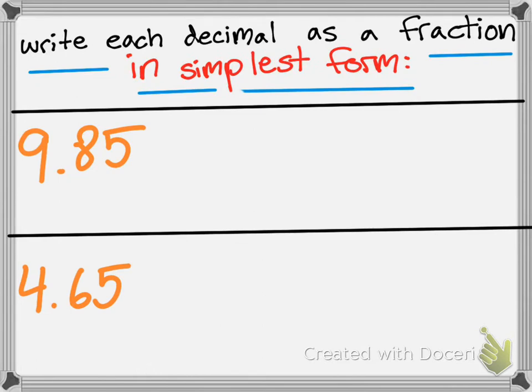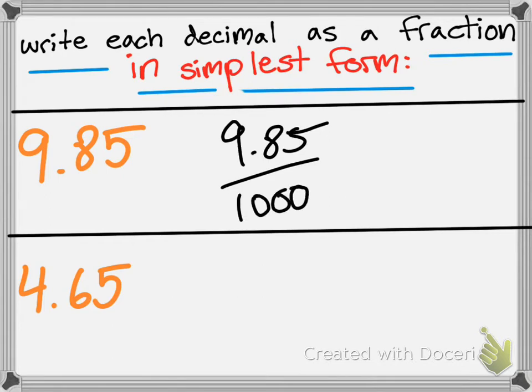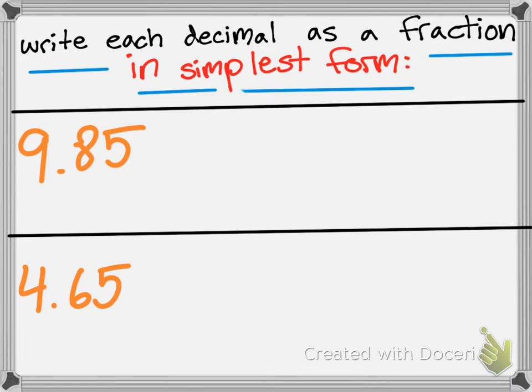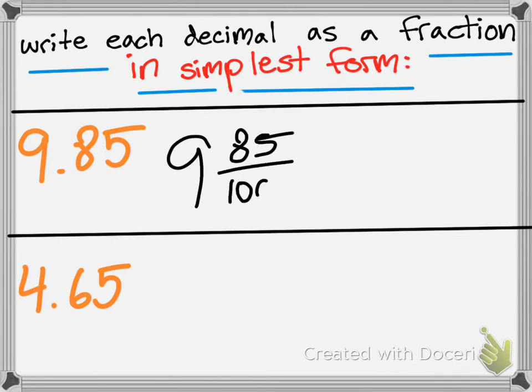So what's our initial? 9.85 over 1,000. So he says 9.85 over 1,000. That's a good guess. It's a good guess. We're getting closer. Marquis, do you know what it is? It's 9 and 85 over 100. Yeah, 9 and 85 over 100.